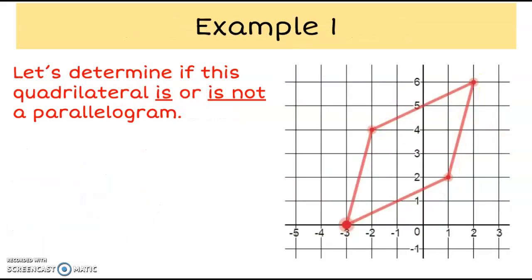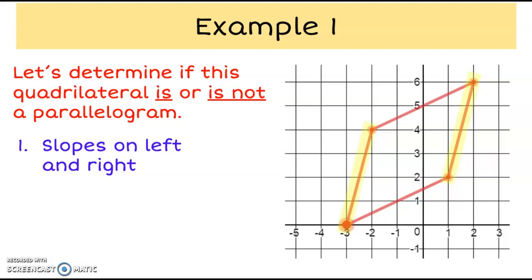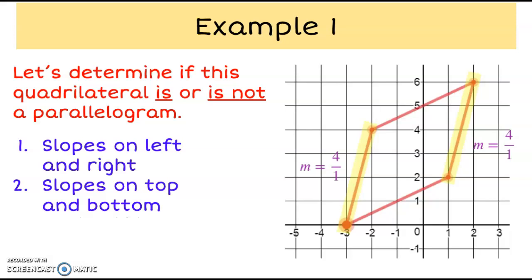Let's determine if this quadrilateral is or is not a parallelogram. We will start on the left and the right. Starting on the left, we find our slope is up 4 over 1. Our slope on the right is also up 4 over 1. They are the same. Now we will continue and do the slopes on the top and the bottom.